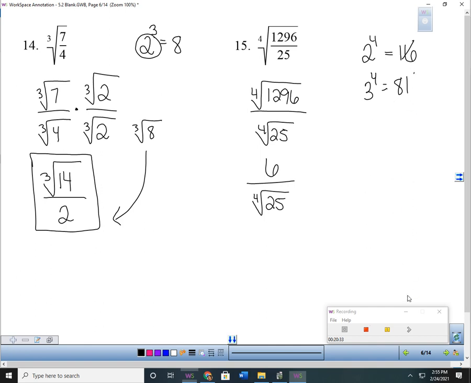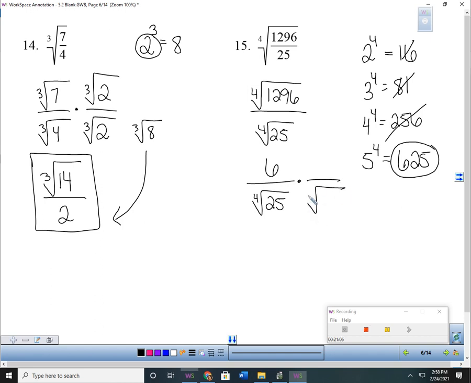No. All right, so I will try 4 to the fourth power. 4 to the fourth power is 256. Does 256 divide by 25? No, so it's not 256. So I try 5 to the fourth. 5 to the fourth is 625. Does that divide by 25? Yes. So this is going to be the perfect fourth root that I want on bottom.